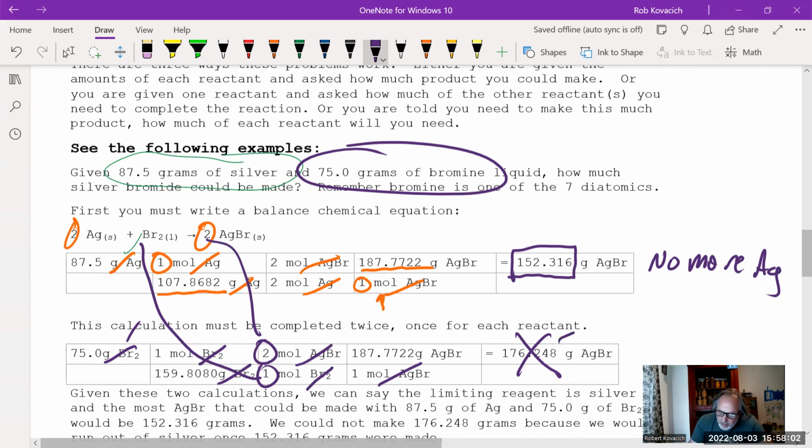So why do I have this bigger number? Well, this bigger number is assuming that I have enough silver, and in this case, I don't. So you will always take the smaller number.